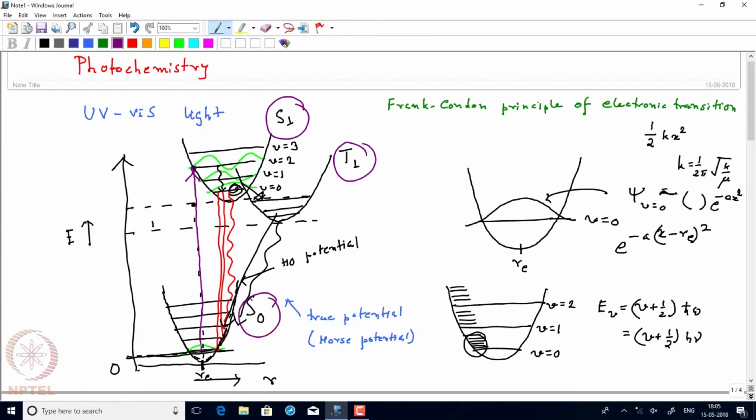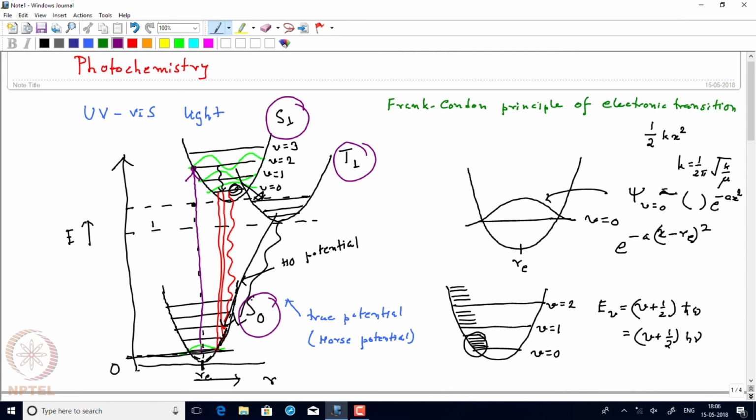Now what happens is that when I have an electronic transition, the electronic transitions are fast, and also the excited well is a little bit shifted because of the change in bond length. So usually the vibrational overlap, or the Franck-Condon factor, will be maximum for some vibrational level of the excited electronic state other than V equal to 0. So we'll have a maximum which is slightly shifted from the 0-0 transition. Right after this transition, all the population comes back to the ground vibrational level of the excited electronic state. From there it starts emitting.